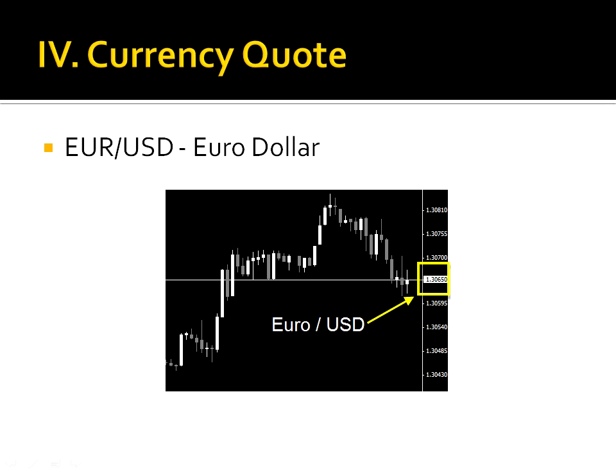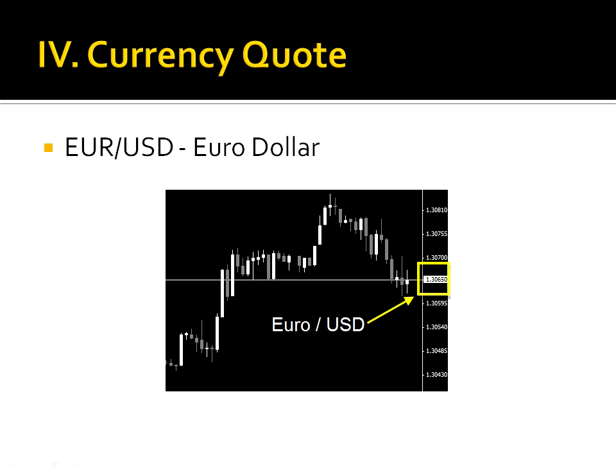1.30650. So that means 1 euro will buy 1.3065 American dollars. So 1 euro is worth $1.30 essentially American dollars. This is a currency quote. It's one base unit. So 1 euro will buy how much of the quote currency.